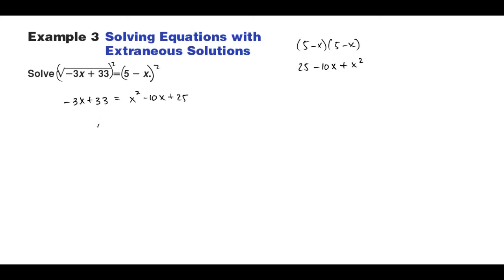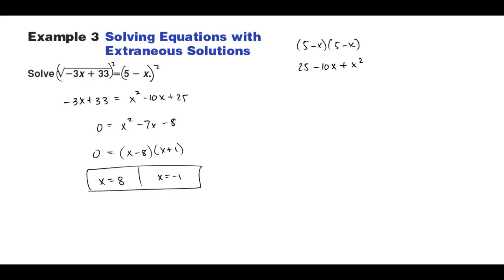So move everybody over. I got 0 equals x squared. Now I'm going to add 3x, so minus 7x. I'm going to subtract 33, so minus 8. Now quadratic formula, complete the square, factor. Oh my goodness, factor works again. We've just been very lucky with that. x minus 8 and x plus 1. So we have our answers. Our answers are x equals 8 from the first one and x equals negative 1 from the second one.